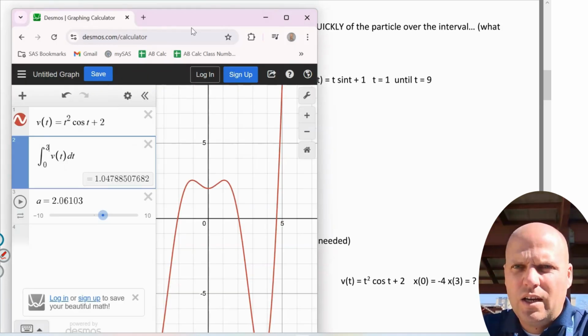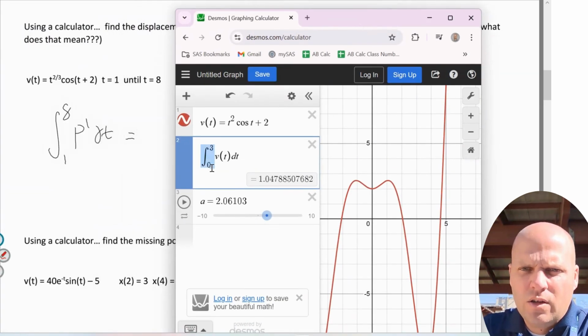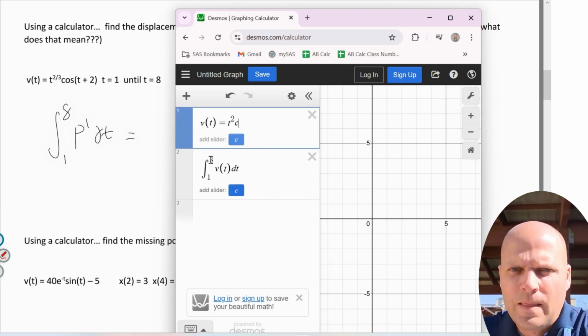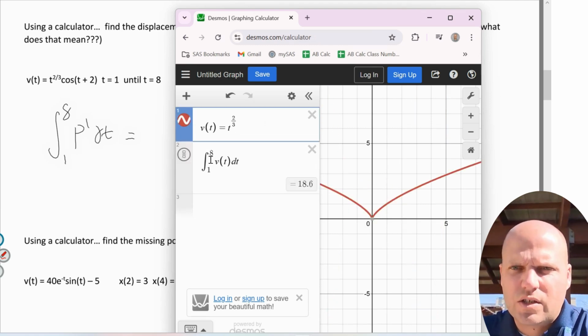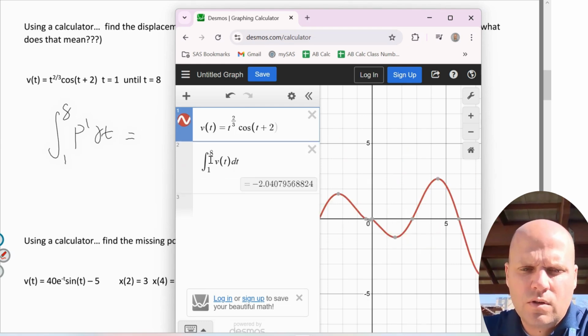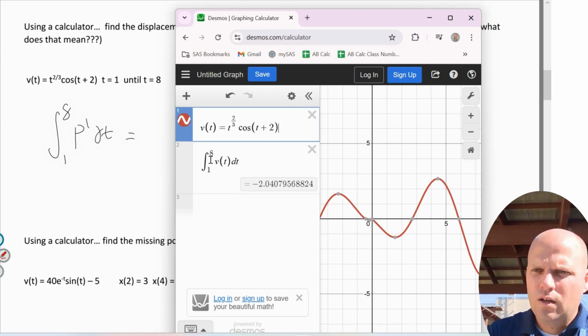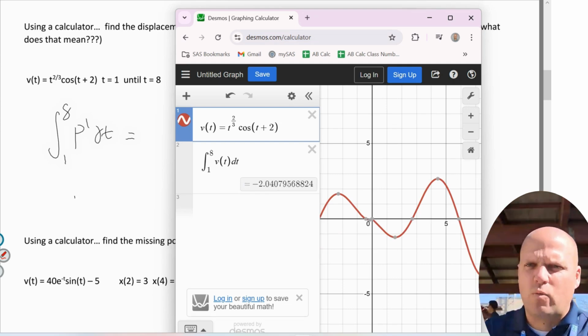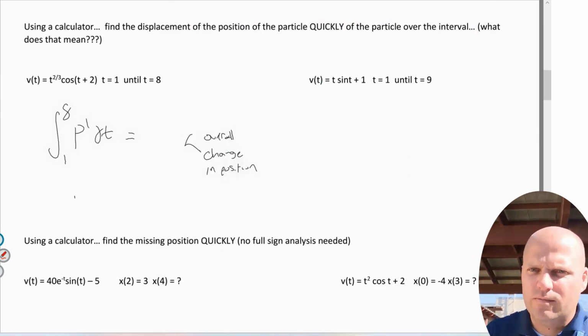So, you know, sometimes you don't want to do a full sign analysis. Sometimes you just want to figure out, like, what is the change? If I got t to the 2/3, cosine t plus 2. Cool. Overall, I ended up left 2 of where I was when we had time 1. So minus 2.040.